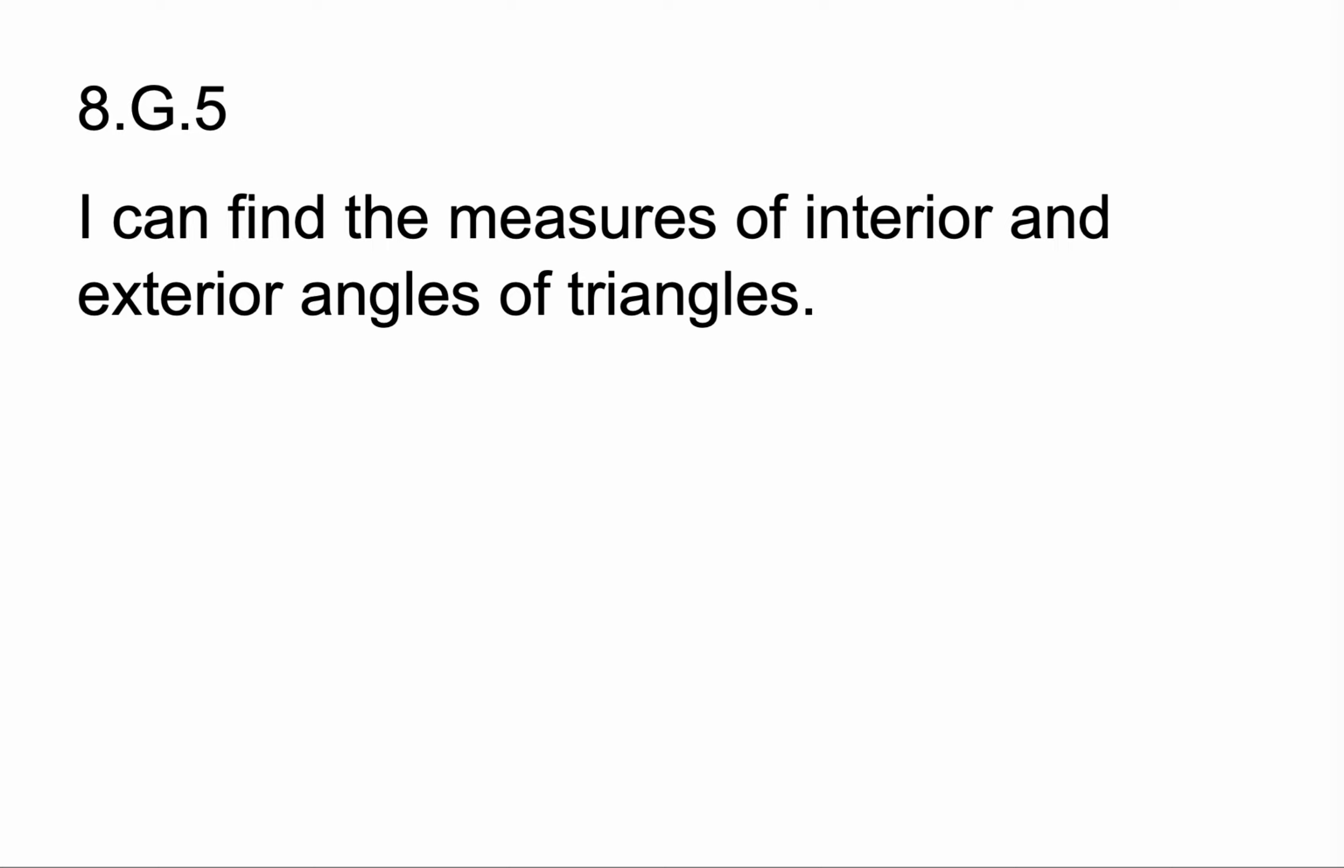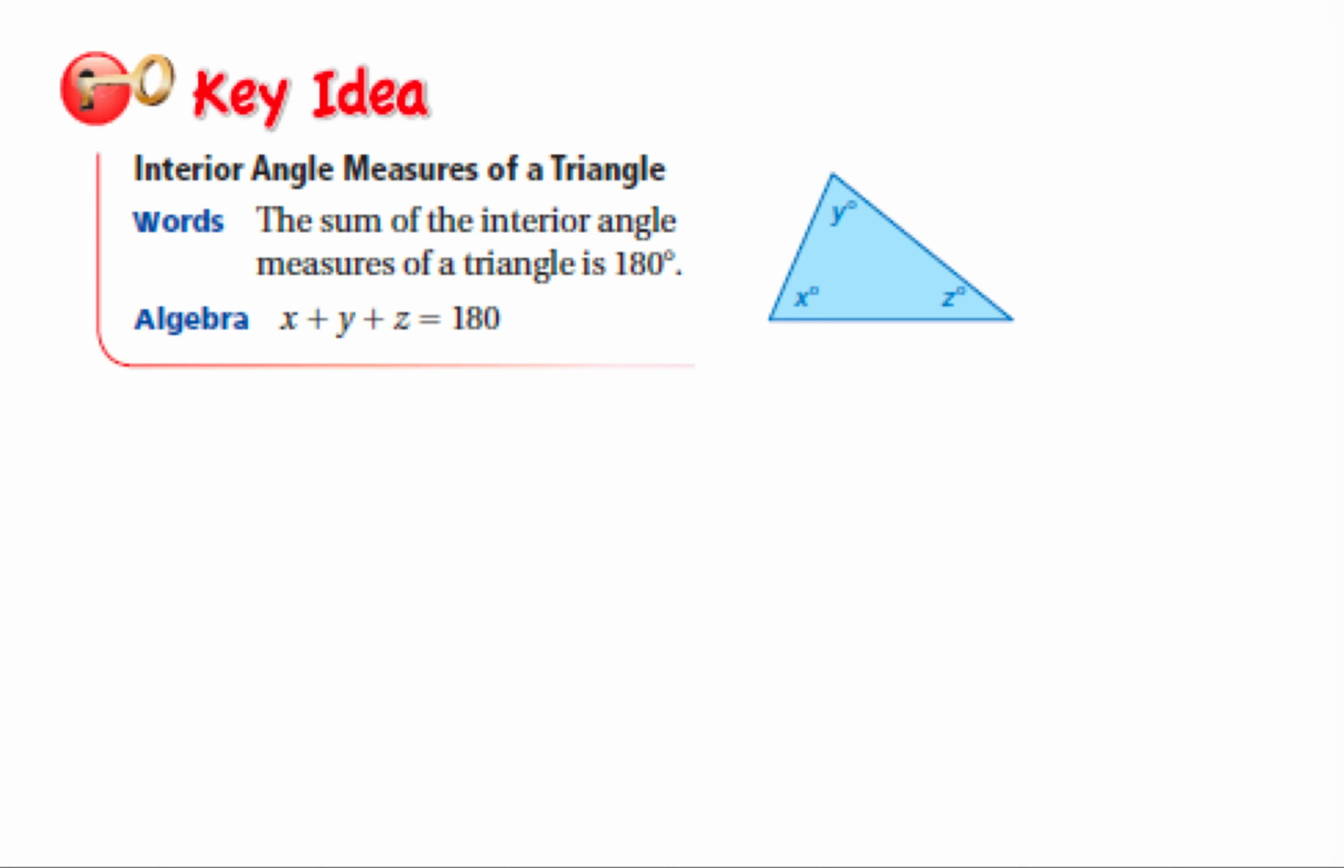We're doing lesson 12.2, angles and triangles. Our I can statement for today: I can find the measures of interior and exterior angles of triangles. This lesson is the 8th grade version of the angles and triangles that we've done in chapter 7. So it's basically an extension of that work.